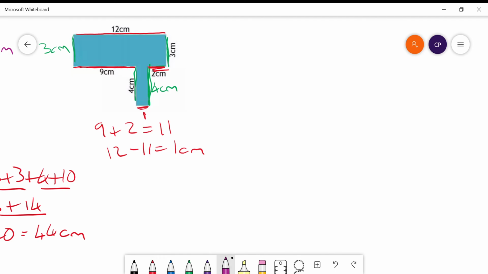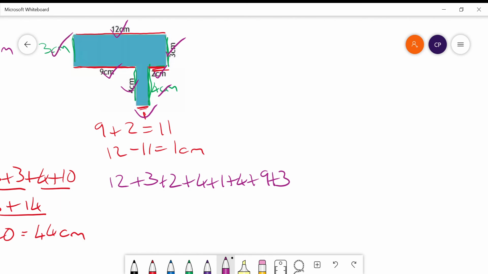So this time I'm walking around the edge of my shape. I'm going to tick off as I go. So I've got 12 at the top, tick that off. I'm going to add on 3 and tick that off. I'm going to add on 2, get rid of that, add on 4, then get rid of that, add on 1, get rid of that, add on another 4, get rid of that, add on 9, get rid of that, add on 3, tick that, and then because I've ticked them, I know I've gone the whole way around the shape. So I'm going to start adding them together.